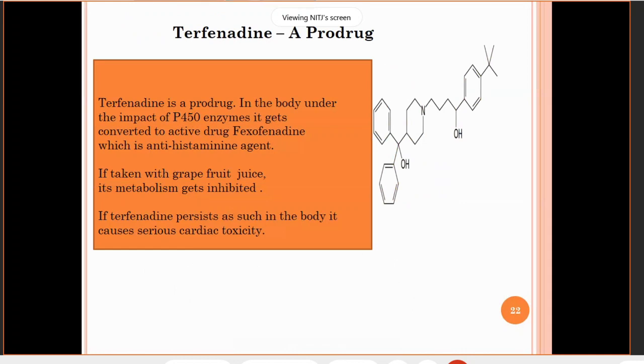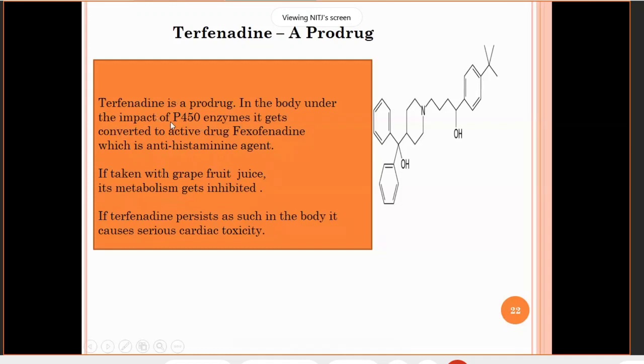Terfenadine is the product, and the drug is fexofenadine, and we give terfenadine. Once we give terfenadine, what happens in the body under the impact of the P450 enzymes, a battery of enzymes in the liver, is that it gets converted into the active drug, fexofenadine, and this fexofenadine is an antihistamine agent. But the problem here is, if you take grapefruit juice immediately after taking terfenadine, its metabolization will get inhibited, because grapefruit juice lowers the activity of P450 enzymes.